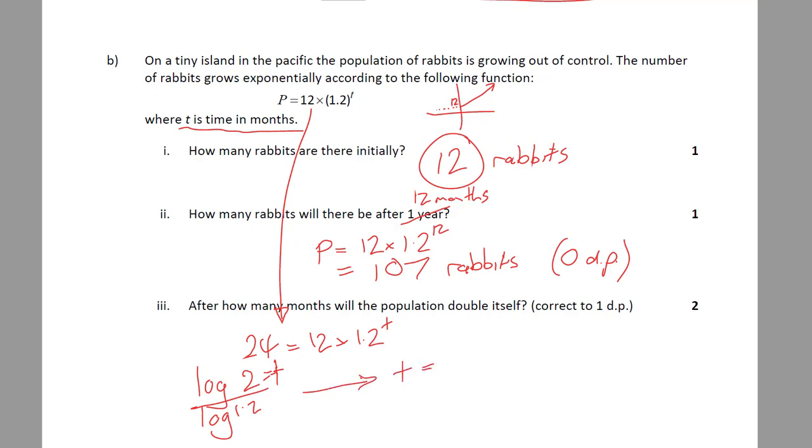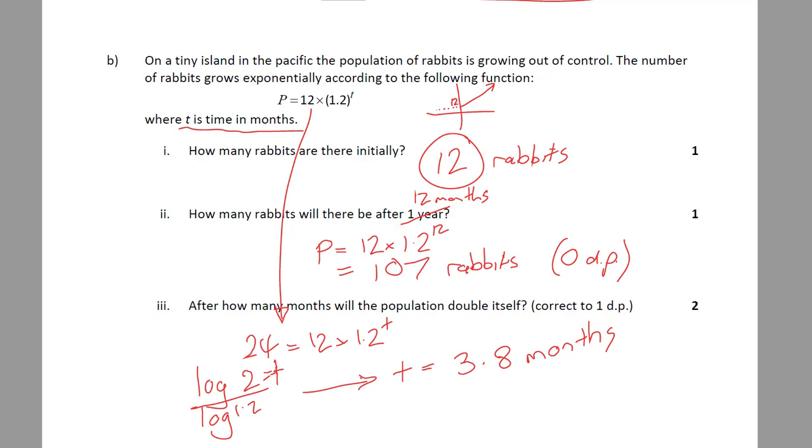Log 2 divided by log, bracket, 1.2, equals. To 1 dp, that's 3.8. Don't leave it like that. Times in months, you've always got to give it units. 3.8 is useless, but 3.8 months is a winner.